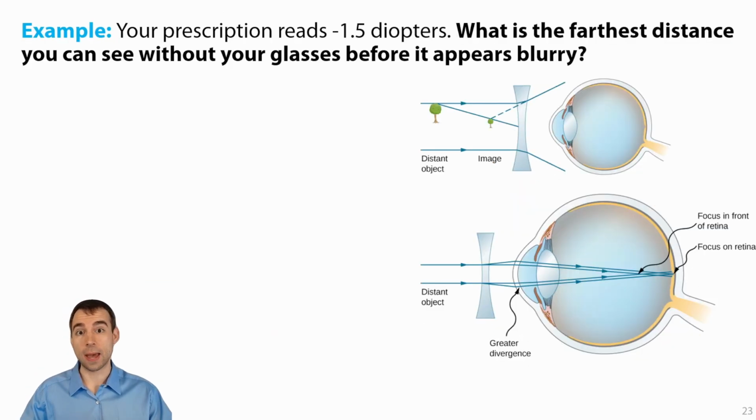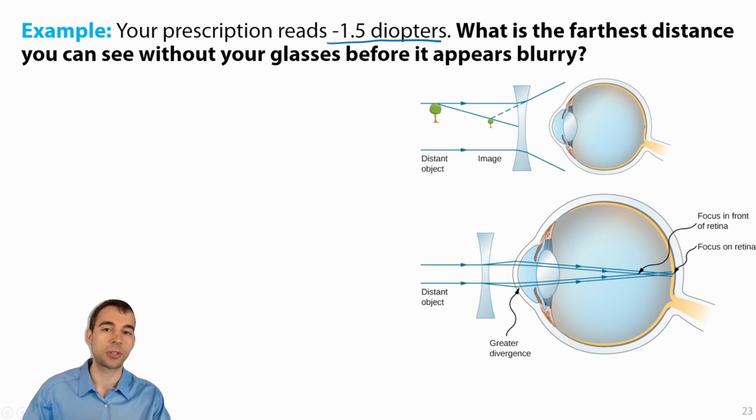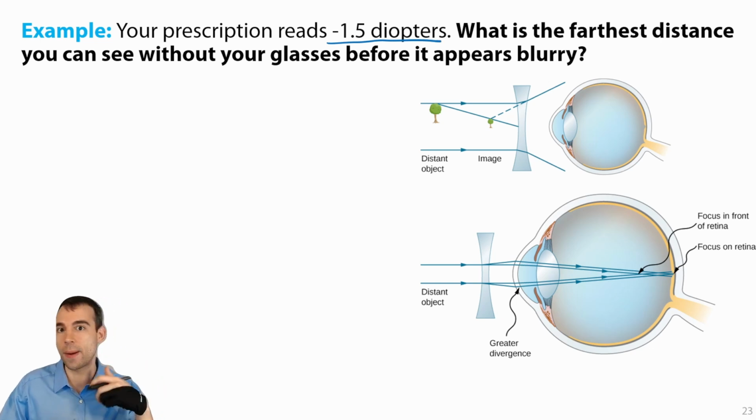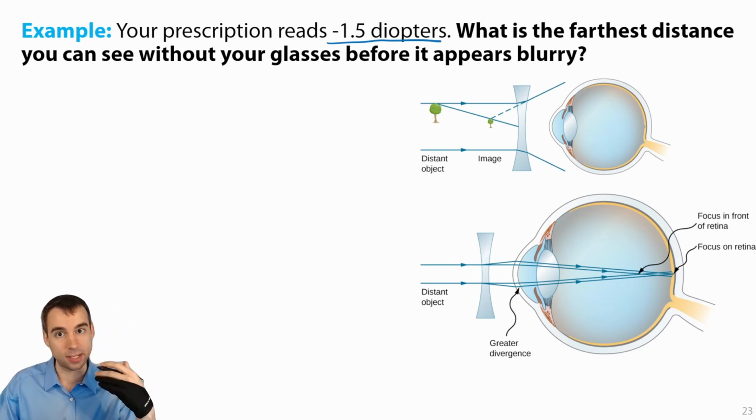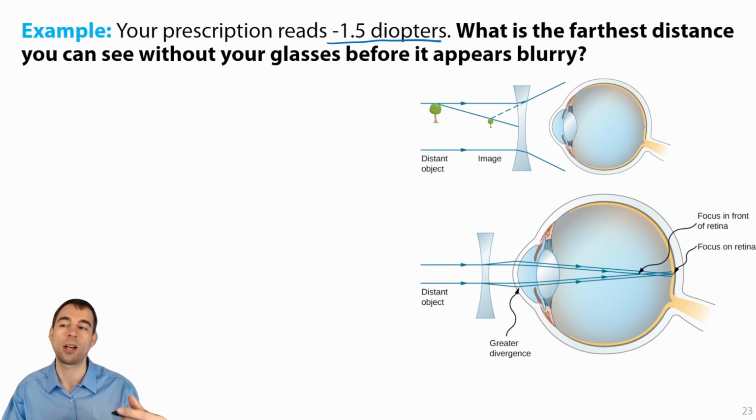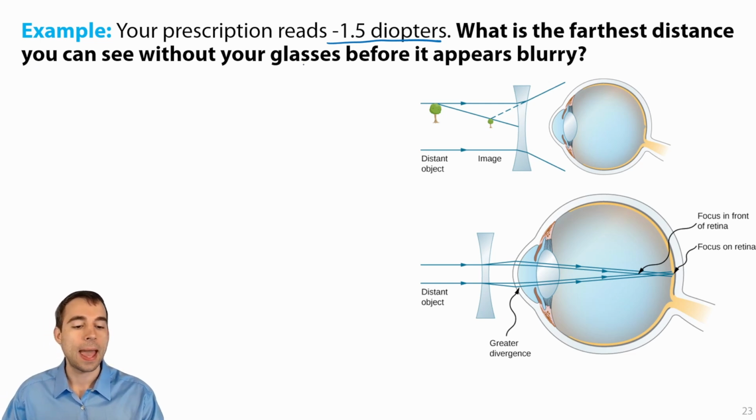So let's try an example for nearsighted folks. Your prescription for a nearsighted person reads negative 1.5 diopters. That's the power of the lens, so we could use that to calculate the focal length of this lens. And it says, what is the farthest distance that you can see without your glasses before it appears blurry?